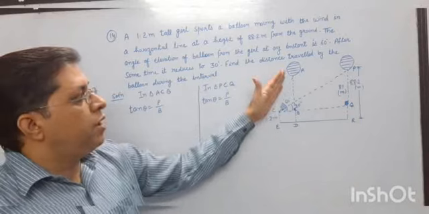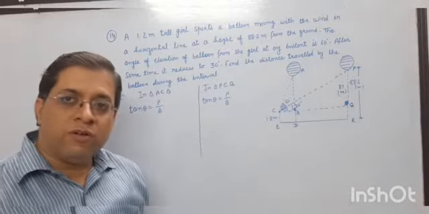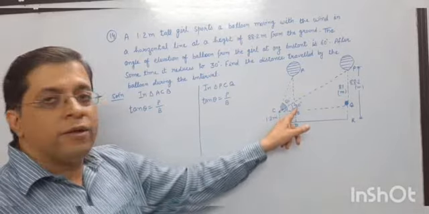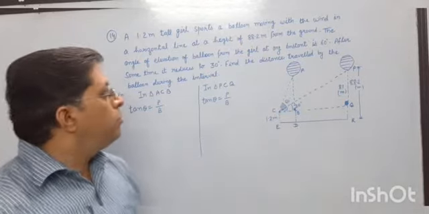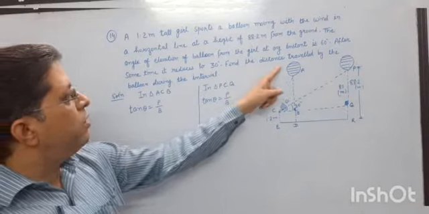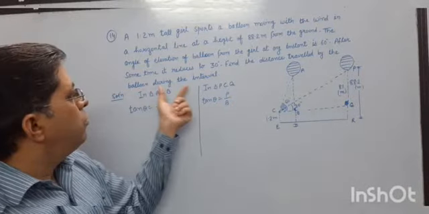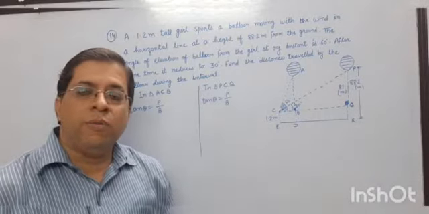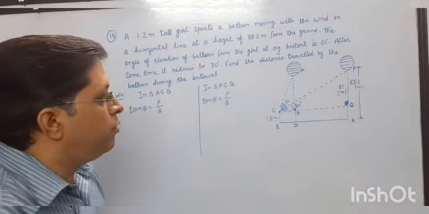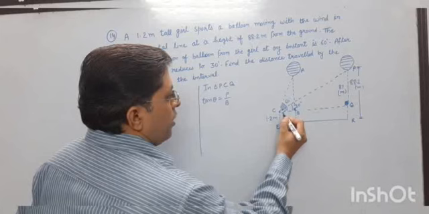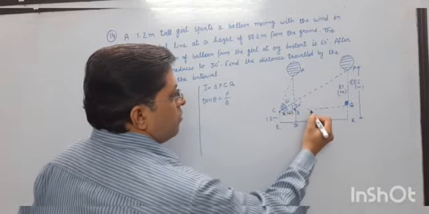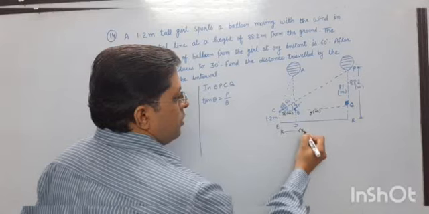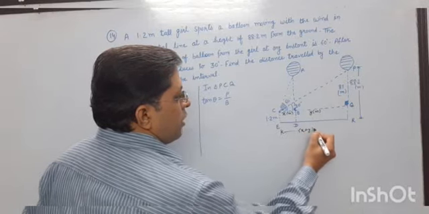This is at any instant A. It is given 60 degree. And another angle of elevation is 30 degree. Find the distance traveled by the balloon during the interval. What will be the distance? This you have to find out. Let's say this is your x meter and this is your y meter, and total distance should be x plus y meter.